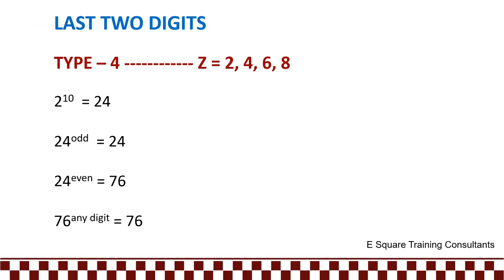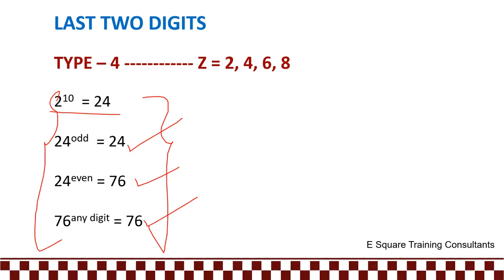Next is type 4, which is the last type, where the value of z is either 2 or 4 or 6 or 8. This is a bit complicated, but it is quite easy when you remember these four values. Always remember 2 power 10 gives you 24 as the last two digits. As we know, 2 power 10 is 1024, but we need not remember 1024, just remember that 2 power 10 gives you 24 as the last two digits. And 24 to the power of an odd number will always give you 24, and 24 to the power of an even number will always give you 76. And 76 to the power of any number is going to give us 76.